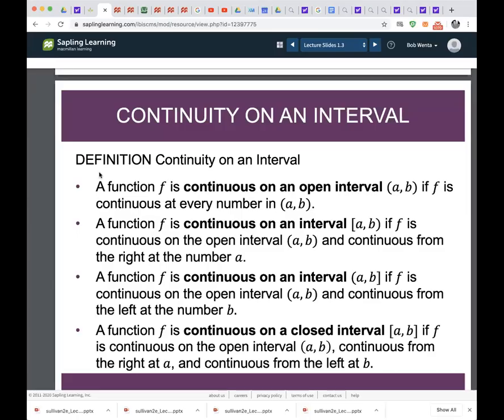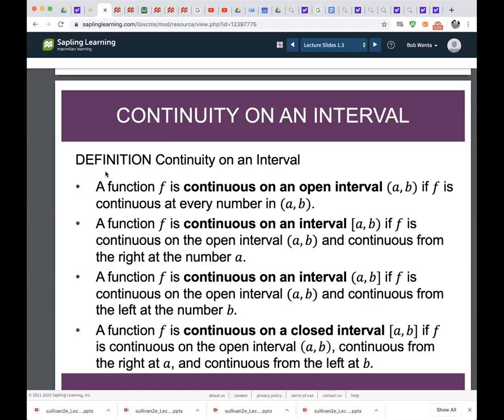All right, let's go. One more thing regarding the continuity from section 1.3. In particular, continuity on an interval. Check out the notation here, okay? Definition, continuity on an interval. Notice the first one is talking about the open interval a to b.